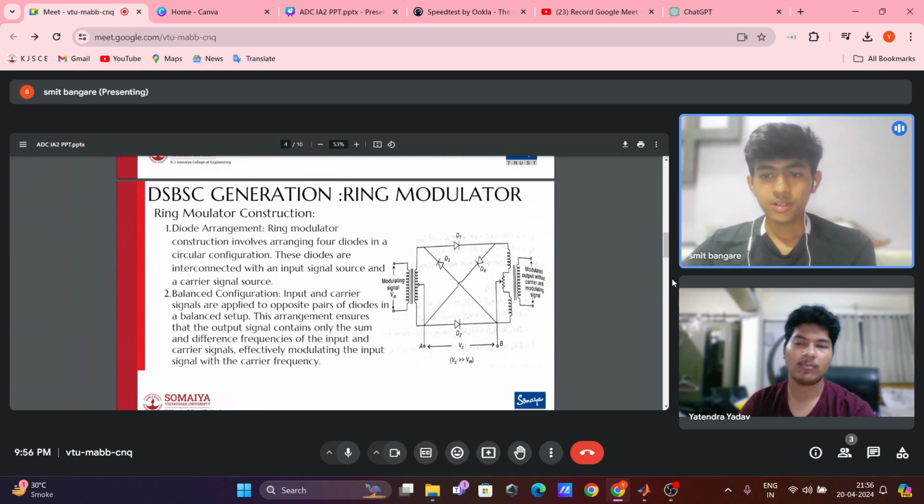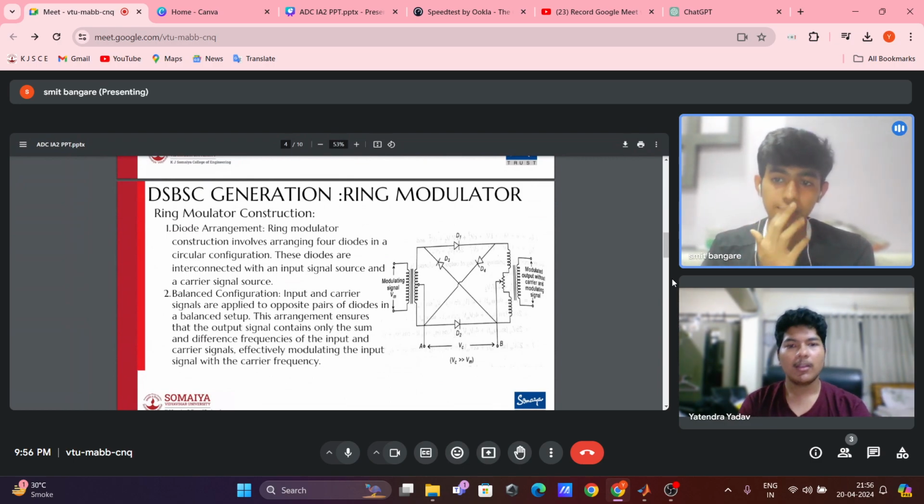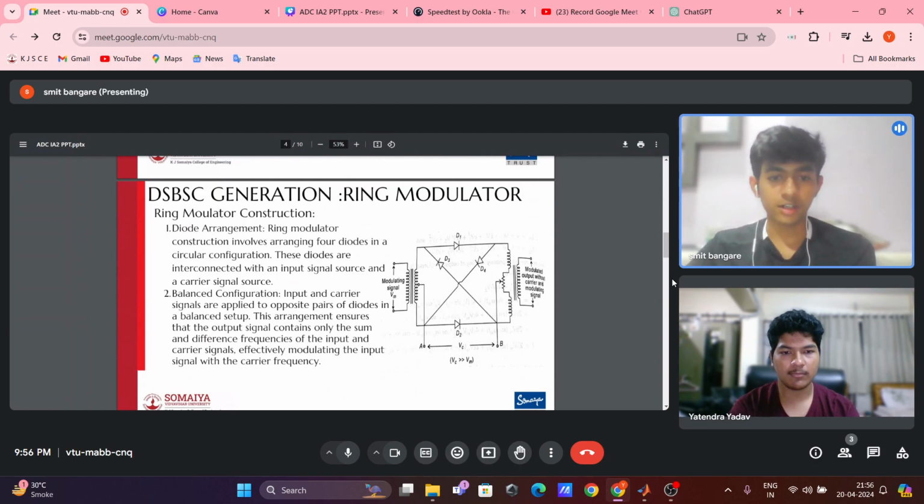In the diode arrangement, there are four diodes connected in a ring configuration. Diodes D1 and D3, as you can see, are connected in series, forming one pair, and diodes D2 and D4 are connected in series, forming the other pair. The cathode of D1 is connected to the anode of D2, and the cathode of D3 is connected to the anode of D4. The remaining nodes of the diodes are connected together to form the output.